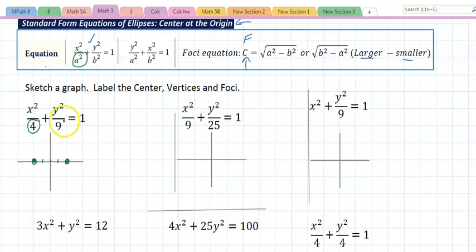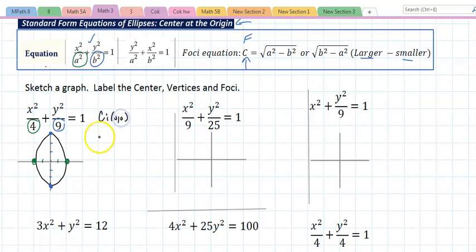And if you look at the y, what's underneath y is a 9. To figure out what b is, what do you square to get 9? Plus or minus 3. So you go 1, 2, 3, and 1, 2, 3. Connect those with a smooth curve, and that would be your ellipse. There it is, done. The center is at 0, 0.